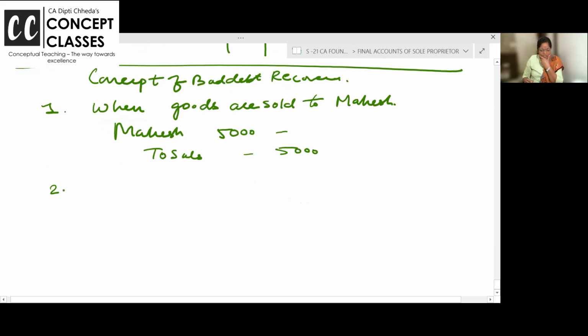Mahesh account debit to sales 5,000. Next, I came to know that Mahesh is insolvent and he's just going to pay 10% money. I'm just giving some concept on my own.